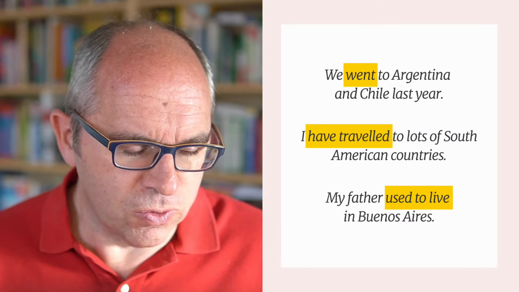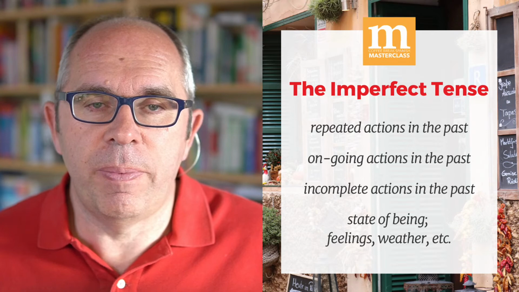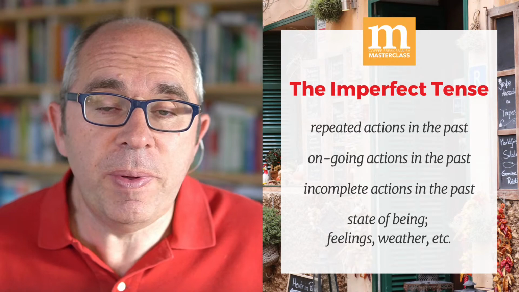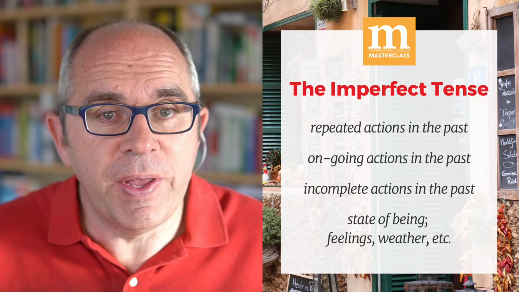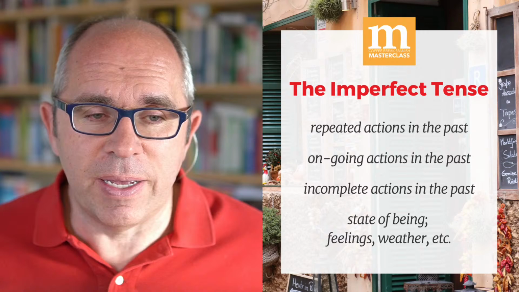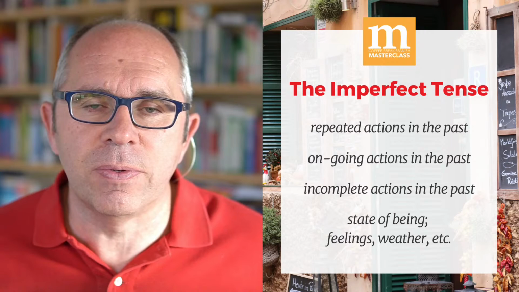Let's think about how this imperfect tense is used in Spanish. It's used for repeated actions in the past. Okay, and we're going to be looking at examples of these as we talk about this in further detail. Repeated actions in the past, or ongoing actions in the past. Think about my father, who used to live. He lived in Buenos Aires, and that wasn't just a single narrative event. It was something that was ongoing. And also used for incomplete actions in the past, so actions that don't necessarily have an end. We also use the imperfect tense for states of being, feelings, weather, etc. But we're going to look at more examples of all of these as we work through the slides.